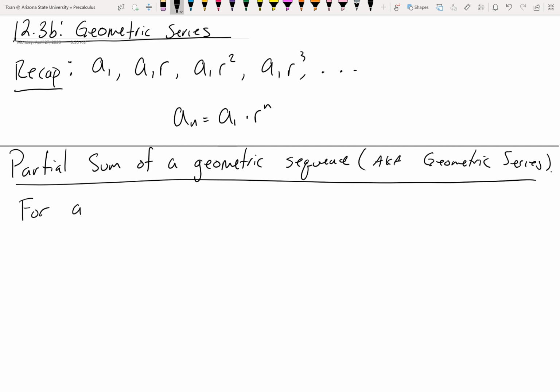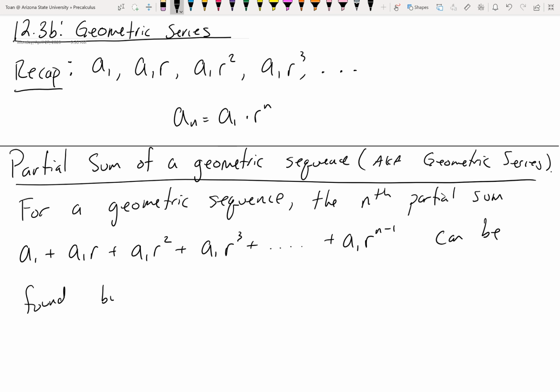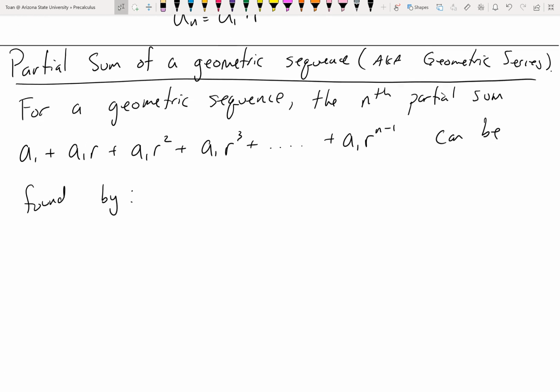So the idea is that for a geometric sequence, the nth partial sum, a sub 1 plus a sub 1 r plus a sub 1 r squared plus a sub 1 r cubed plus dot dot dot plus a sub 1 r to the n minus 1, can be found by, and here's the sum formula for a geometric series: S sub n equals the first term times 1 minus r to the n over 1 minus r.